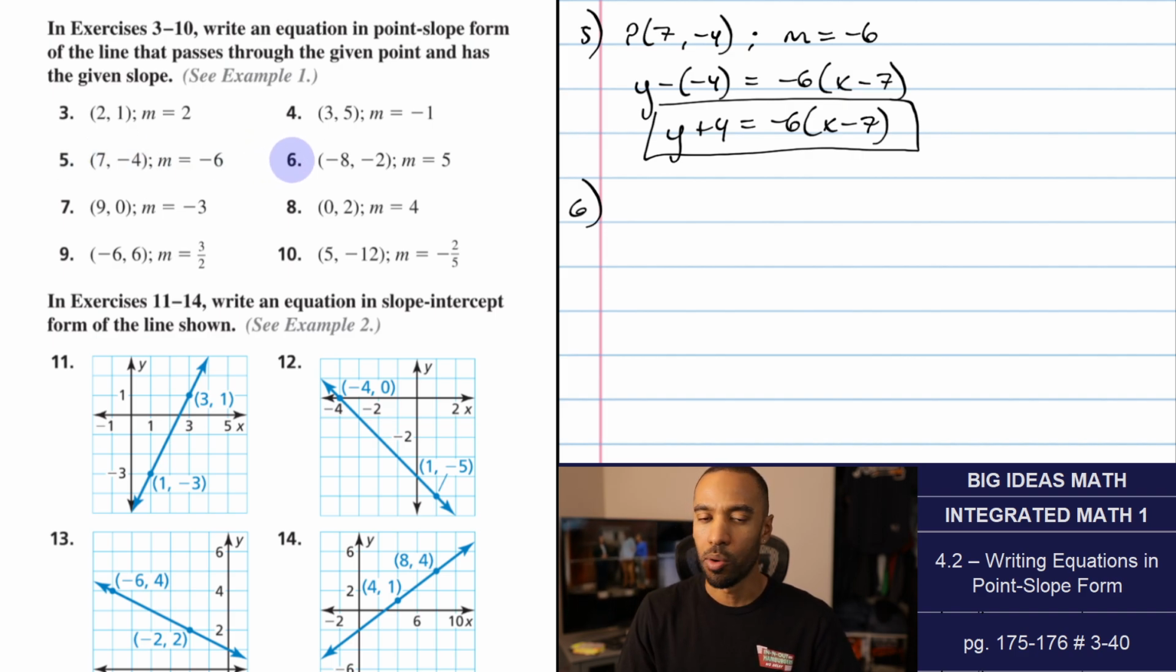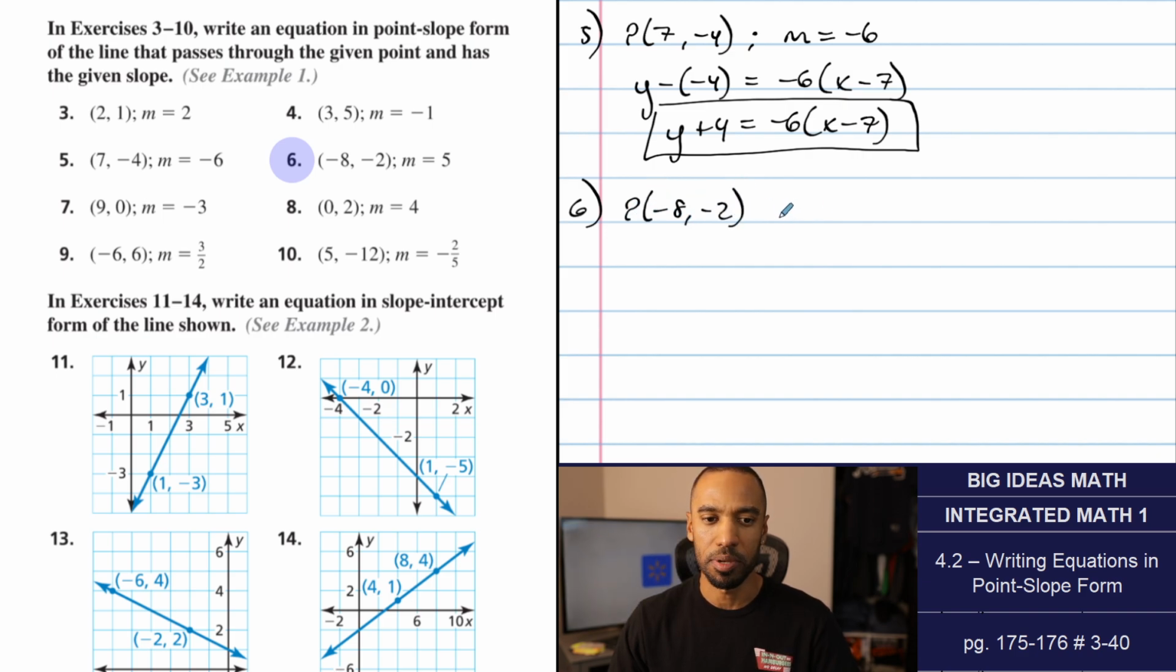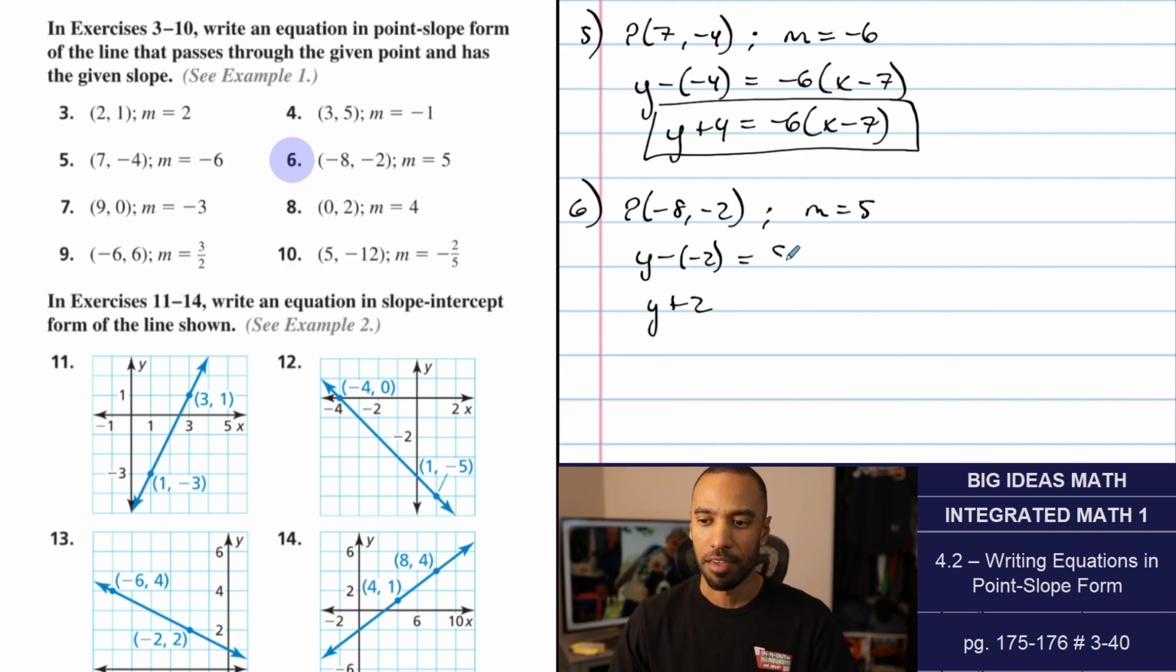Number 6, both of these are negative, which again, it's that thing with the formula. These will become opposite of what they were. So y minus negative 2 will turn into y plus 2. 5 is your slope, and inside here we get x minus negative 8, which will become x plus 8.